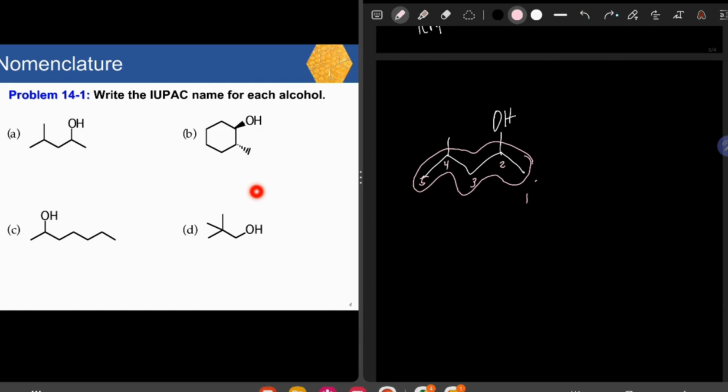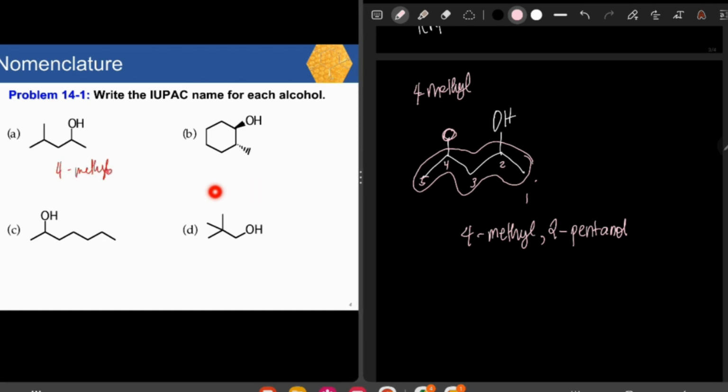Okay, let's start with the substituent. We have this one, methyl. Where is it attached? At 4, methyl. So, this will be 4-methyl-2-pentanol. For the methyl, we list down the substituents first. If there is an additional substituent aside from methyl, we alphabetize them. So, 4-methyl-2-pentanol. There are other ways of writing it, but we'll follow 2-pentanol, guys, to avoid confusion. Newer ways of naming have recently come out.